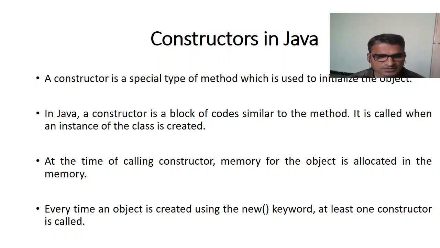So every time an object is created using the new keyword, at least one constructor is called. So whenever I am going to use the new keyword, then at that time one constructor will be called, and using that constructor we can initialize various objects of a class.